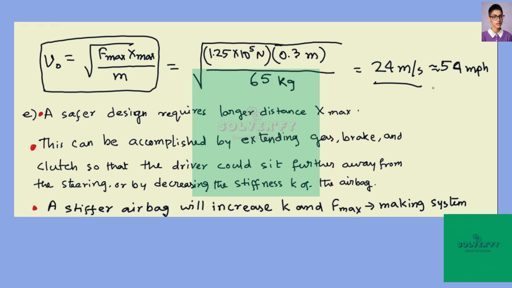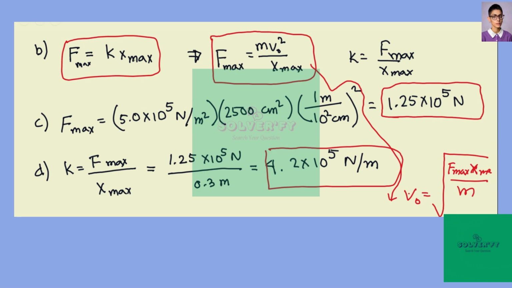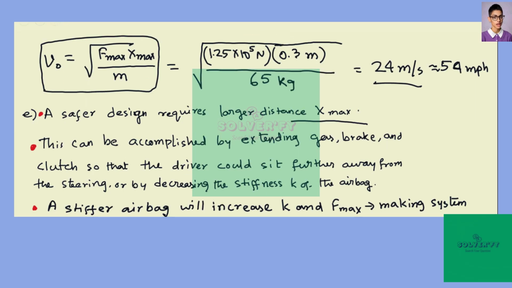And in part E, if we want to design a safer airbag for higher speed collisions, we need a longer distance x max, because we see that if we increase x max, then F max will be decreased. So that will create a safer design.